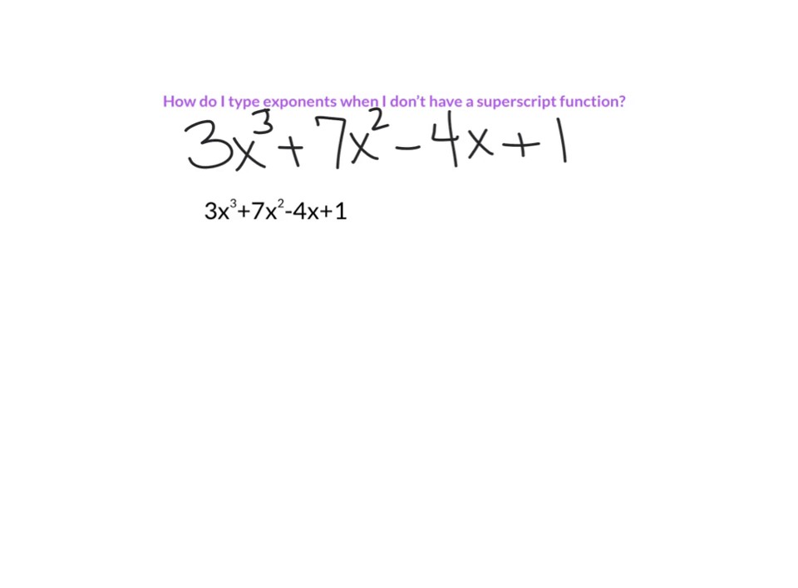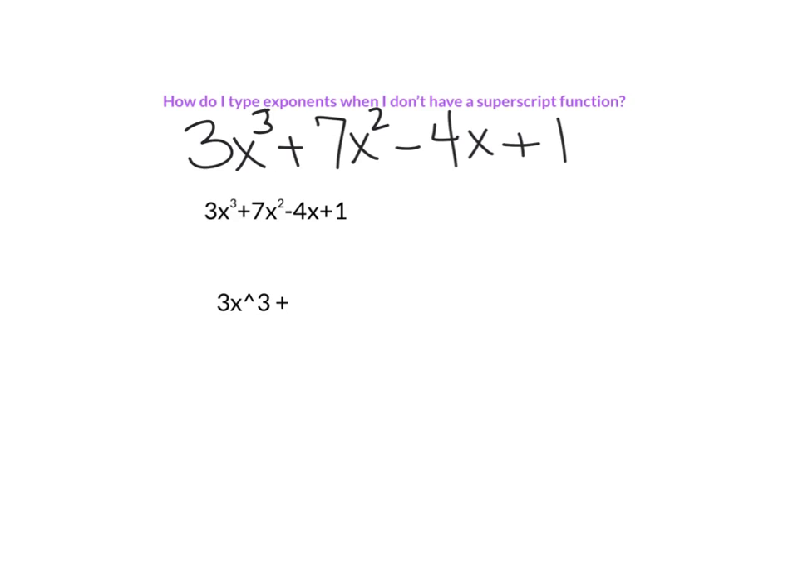Well, here's your answer. So first I'm going to type in my 3x. Super easy to do, no problem. Then I'm going to look for this up arrow looking character. It's called a caret, that you can see right there. There's my caret, and whatever comes after that is my exponent. So there is 3x cubed.